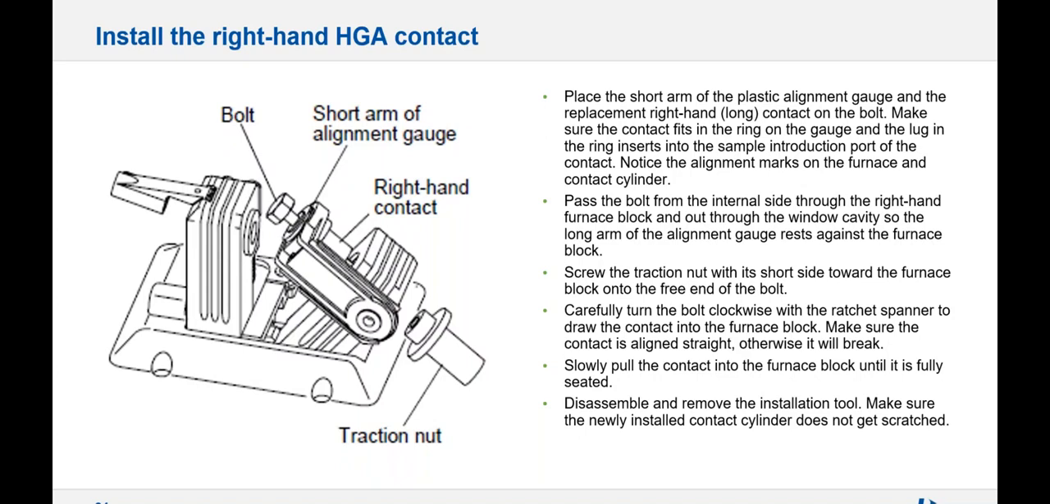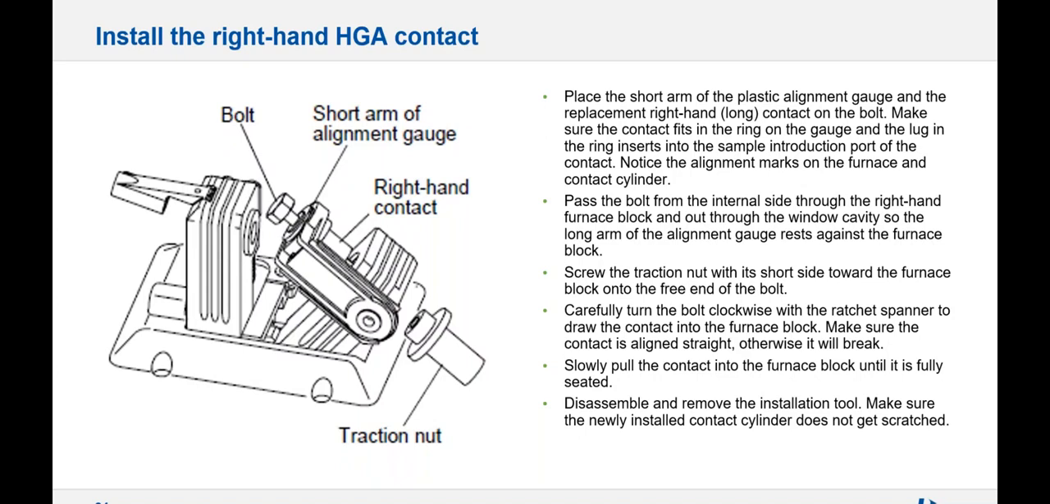Now it's going to move a little bit, so sometimes I'll move it in the opposite direction a little bit, just knowing that when you draw the contact in, that alignment mark will move a little bit, and it doesn't have to be perfectly aligned with the alignment mark, but you really don't want it too far away from the alignment mark. Then you pass the bolt from the internal side through the right-hand furnace block and out through the window cavity, so that the long arm of the alignment gauge rests against the furnace block. And this helps keep it aligned, right? But just know it's going to move a little bit.